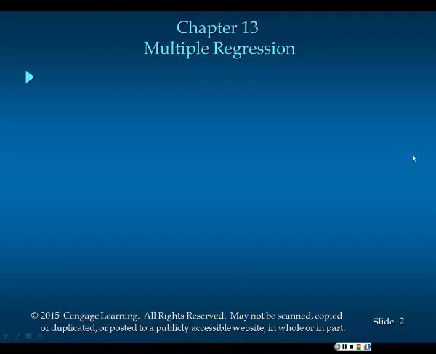Alright, multiple regression. Hopefully, what will happen is that if you take another stats class, this is where you would start. So this is only really a very brief beginning of multiple regression.